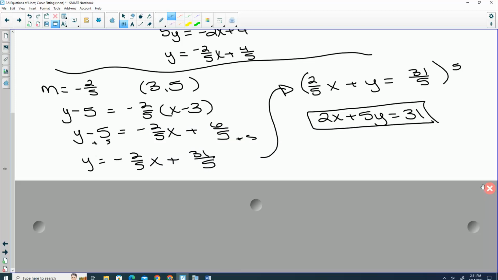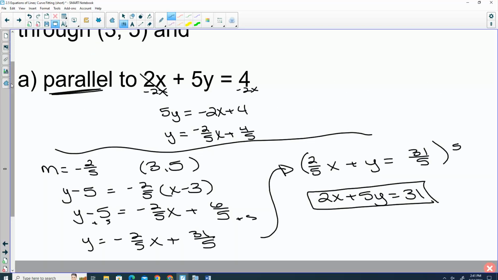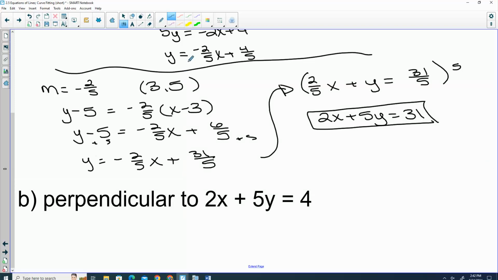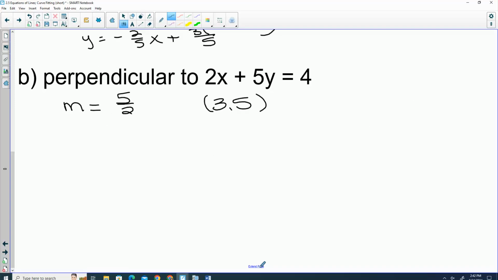If I had said I wanted perpendicular, so same scenario that it's going through the point (3, 5), but if I wanted the line perpendicular to it, this is the same line we did in part A. So in part A, we found the slope is -2/5. What slope would we use if we wanted perpendicular? We still have the (3, 5) for the point, so we flip it and change the sign. So y minus y1 equals m times x minus x1.